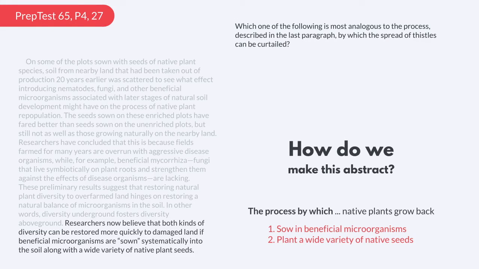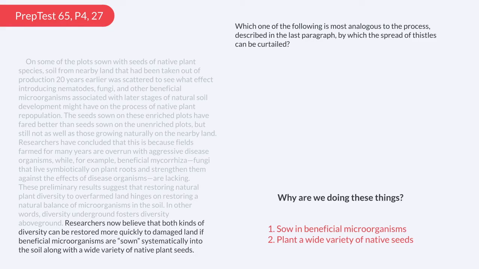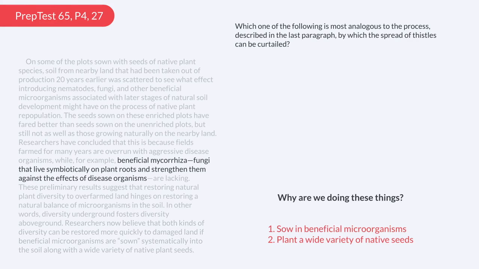But we need to make this abstract. This is an analogy question. So let's think to ourselves more about the relationships. Like, why are we adding microorganisms with a wide variety? We were told that these microorganisms will help the plants grow by sort of protecting them against disease organisms.